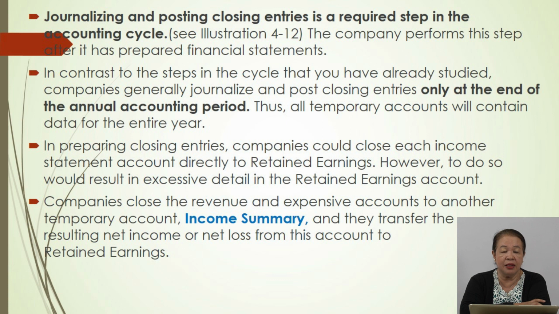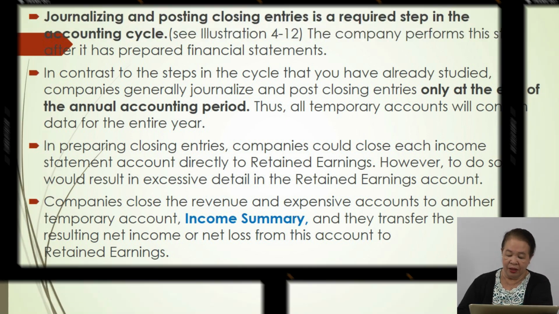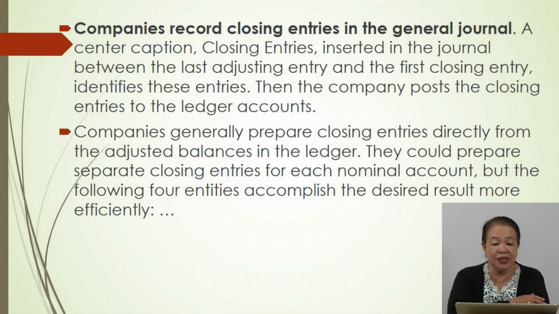So in preparing the closing entries, companies could close its income statement account directly to retained earnings. So, pwede niya i-close sa retained earnings. Kaso lang, kung ang dami ng mga account, mapuno mo yung retained earnings. Kaya anong ginagawa ng mga company? There is what we call as income summary. So, income summary, yung result na lang doon sa income summary, yung balance, yun na lang pinopost sa retained earnings.